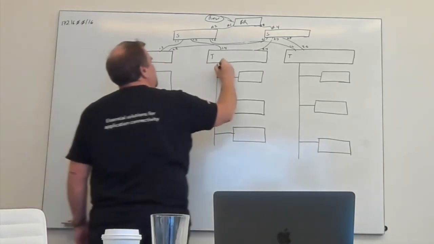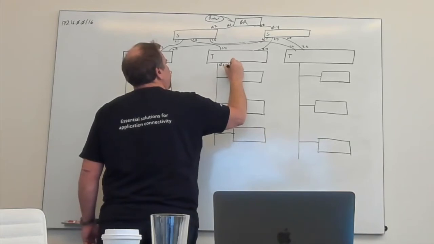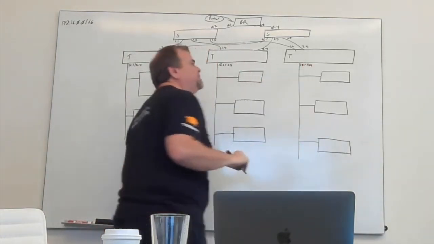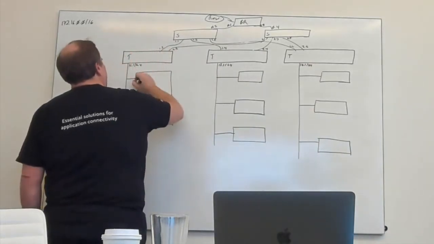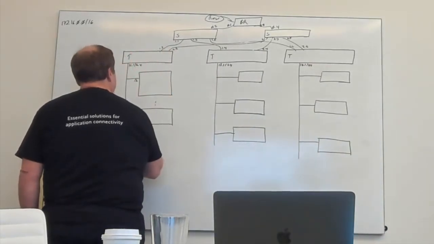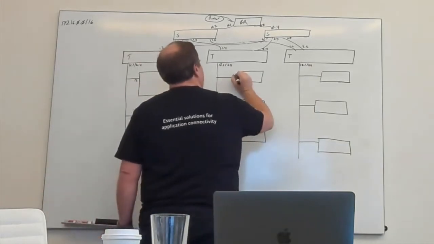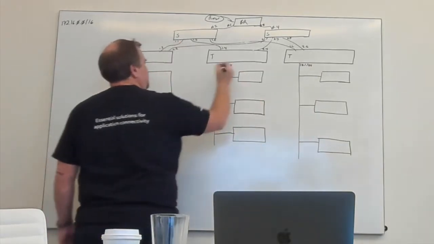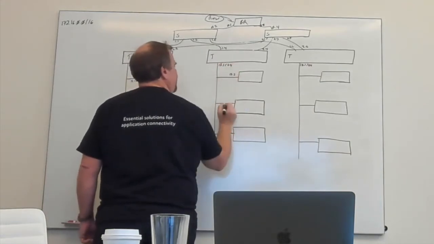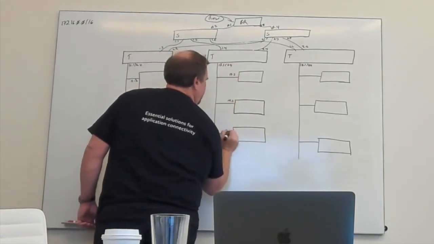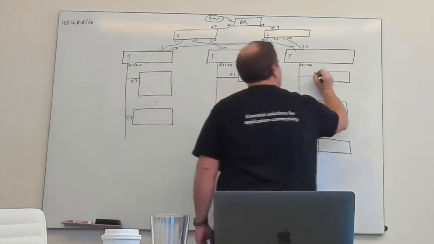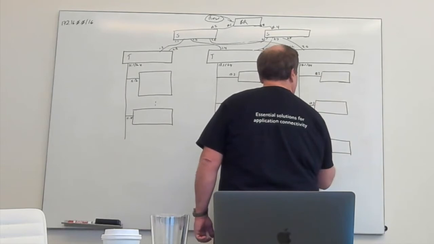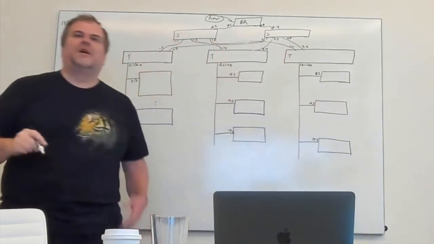16.1/24, 17.1/24, 18.1/24. Basically means this guy is going to be .2, .18, let's say, 16.2, 16.18. This will be 17.2, 17.3, 17.4, 18.2, 18.3, 18.4. I'm using all V4.